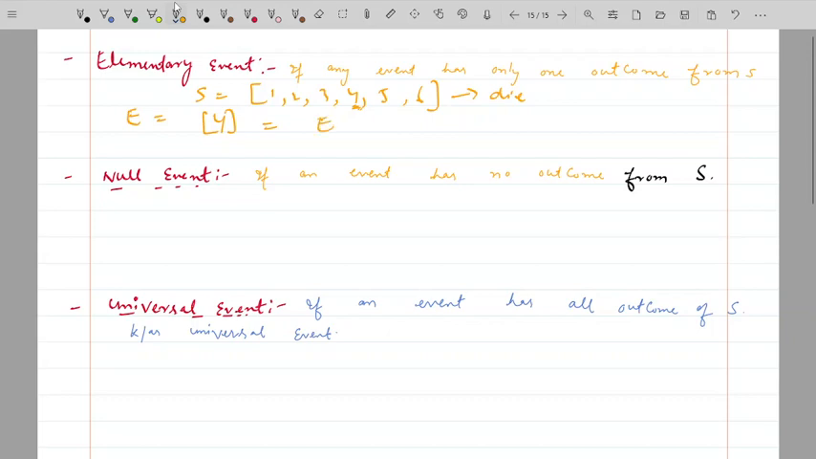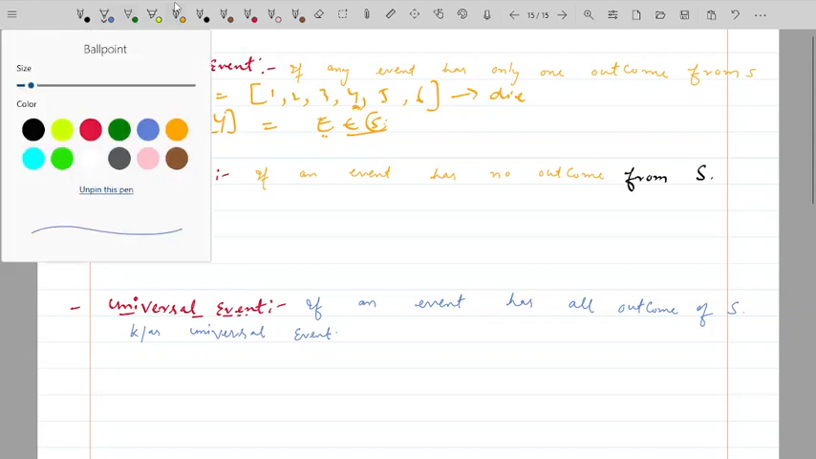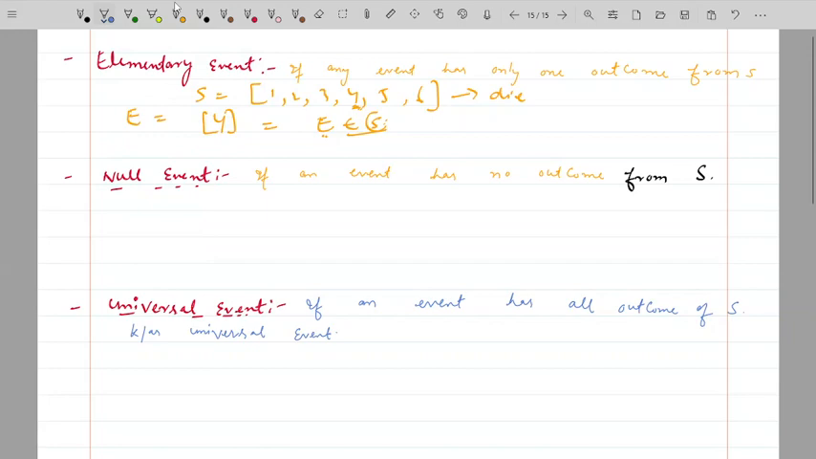E is a subset of S. Basically E is the event, and an elementary event is a subset of S. Here S is the sample space. And what is a null event? If any event has no outcome from the sample space S.